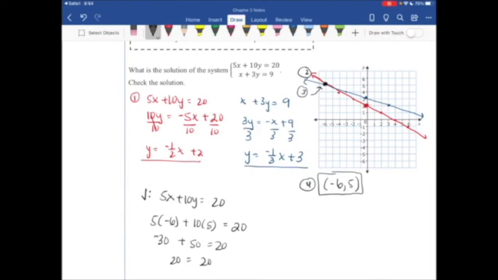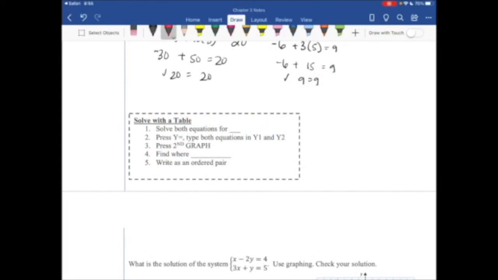We need to check with the other equation too, which was x plus 3y equals 9. Again, we'll replace the x with negative 6, we'll replace the y with 5, and see if it works out. Negative 6 plus 15, sure enough, is 9, so this solution also works. This means whenever you're solving a system of equations, you can always know if your answer is correct by plugging the ordered pair back into the original equations.